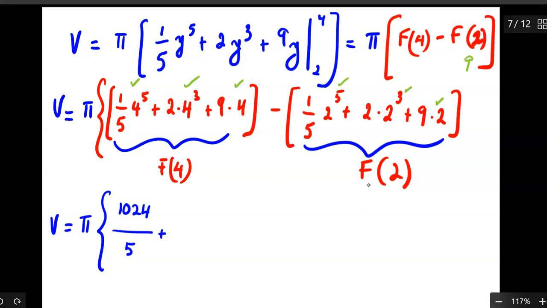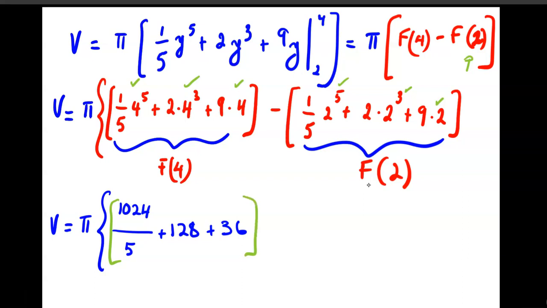Now this one should be 128. You can take 4 to the exponent 3 and then multiply by 2. I should be correct here. And this is 36. So this part is just the first part of it. Now I subtract that with the second part.